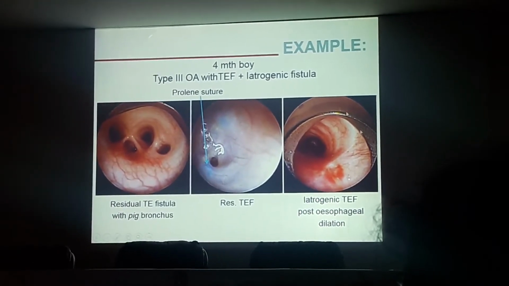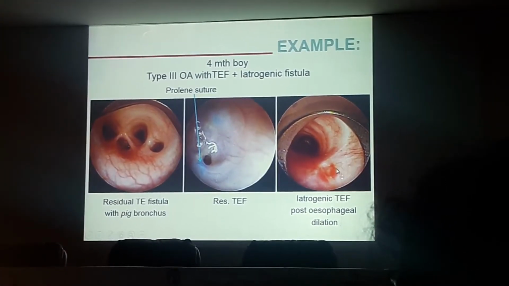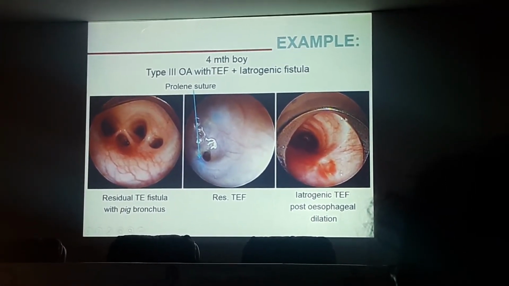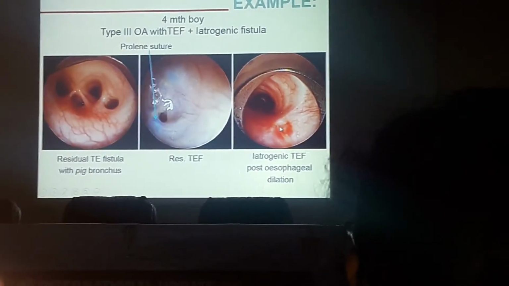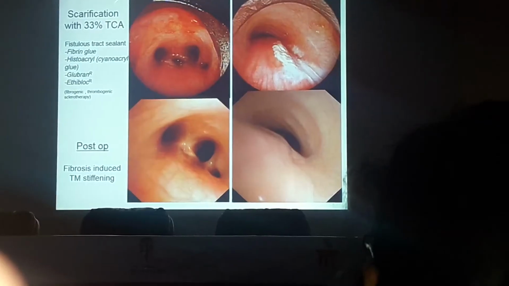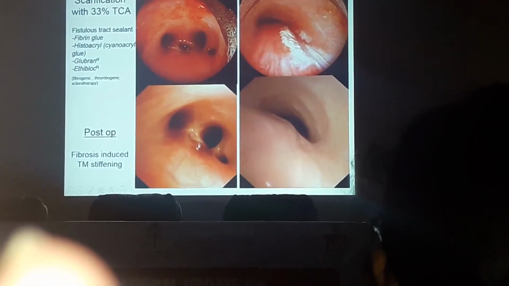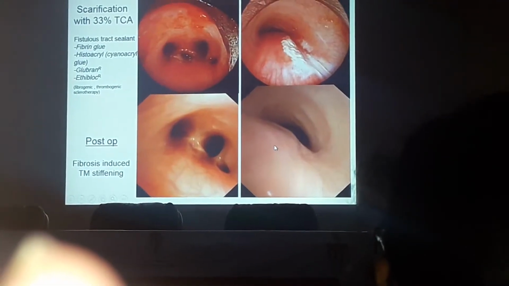tracheomediastinal fistula. The patients who have esophageal atresia, typically they are dilated a couple of times, and this patient, in fact, had also an artificially induced tracheoesophageal fistula. Again, the same kind of treatment. We clarify that area, we use these sclerosing agents, and then finally you get a pretty good result with that.